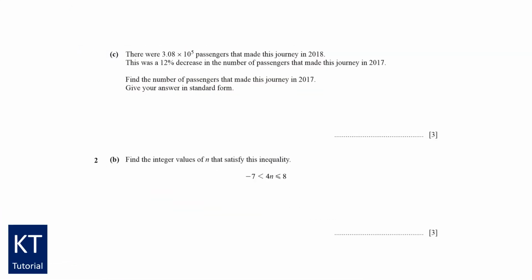Question 1c. There were 3.08 times 10 to the power of 5 passengers that made this journey in 2018. This was a 12% decrease in the number of passengers that made this journey in 2017. Find the number of passengers that made this journey in 2017. Give your answer in standard form. With 12% decrease being equal to 88% of total, the required number is the number in 2018 divided by 0.88.